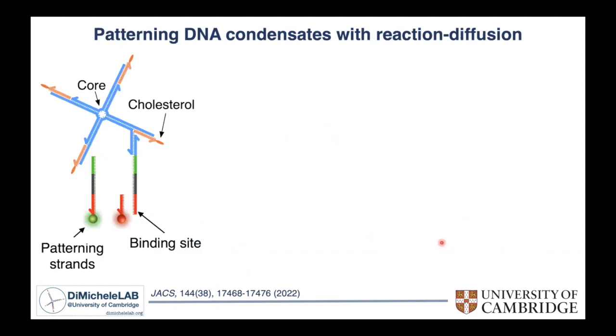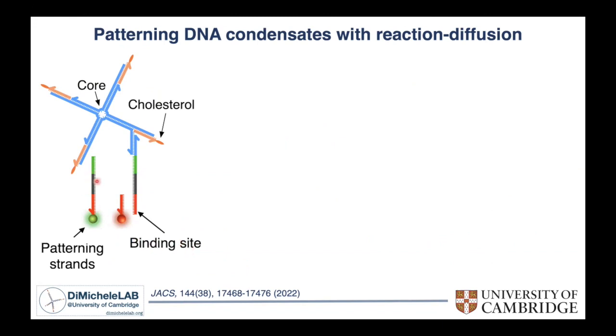There's a couple of different ways in which this can be achieved. And one of them that I'm going to focus on today is by basically implementing molecular reaction networks within these condensates that sustain diffusion-reaction processes. The way in which we can do this is by modifying our elementary building block, attaching a long bit of DNA, so about 40 nucleotides, that we call a binding site.